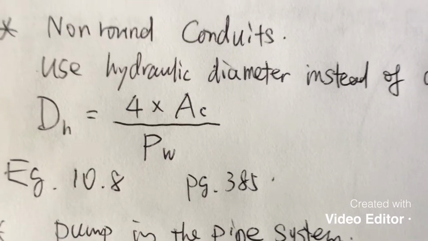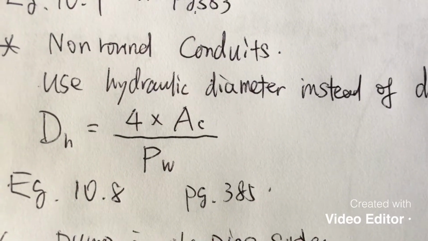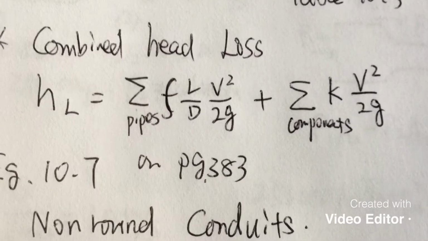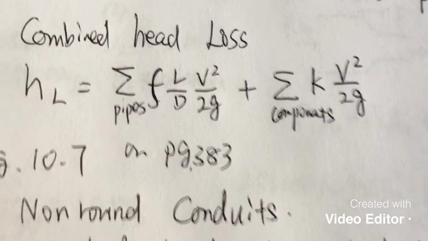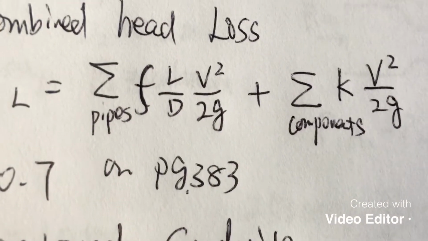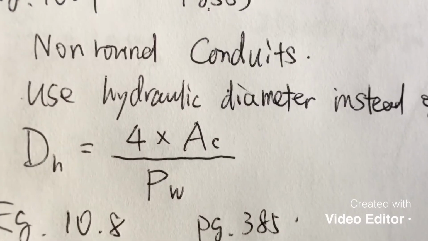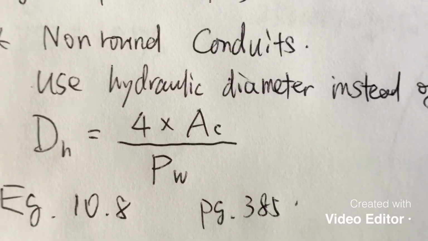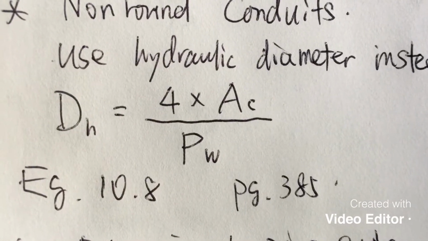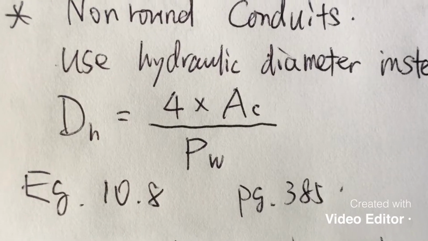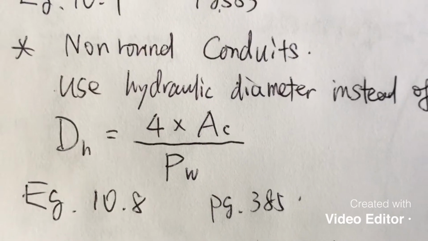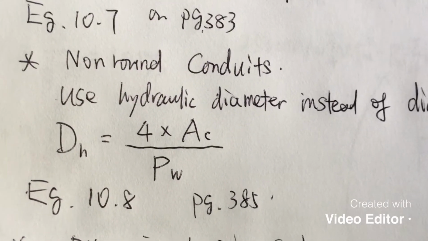But there's no new equation for non-circular conduits. The equations are all the same: the Darcy-Weisbach equation like this, and the minor losses equation. For the losses, instead of using D for the circle, use hydraulic diameter for the non-circle. That's all you need to remember. I think there's also Example 10.8 in the textbook, page 385. Take a look, it's very simple. It's just calculating hydraulic diameter. Then that's it.